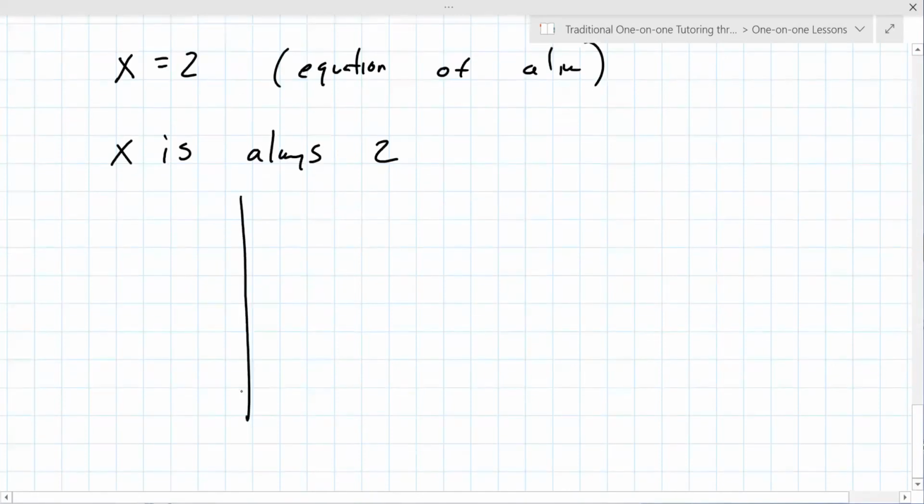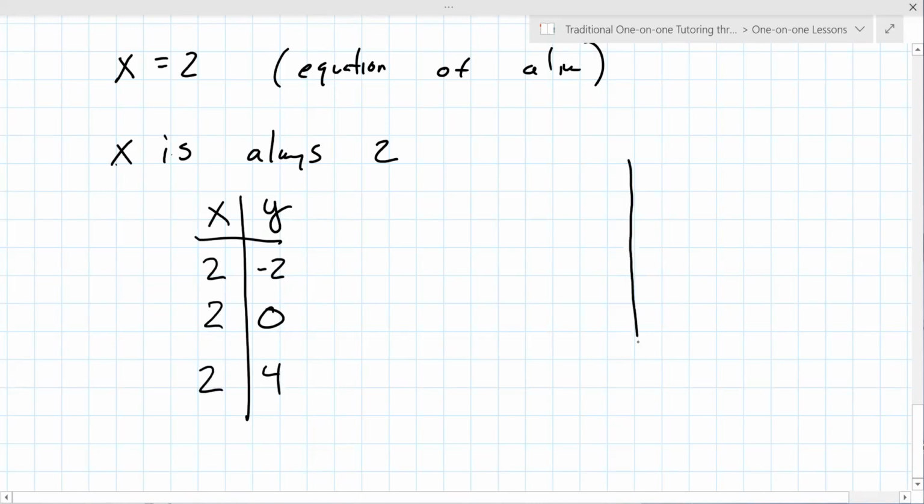Let's make another table. This time, though, I'm going to give you a y value. Let's say y is -2. What is x? X is always 2. Let's say y is 0. What is x? It's always 2. How about if y is 4? It's always 2. That's forever. You have to say it that way, and then you won't mess this up.